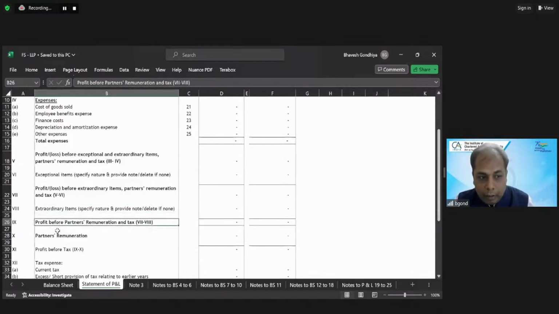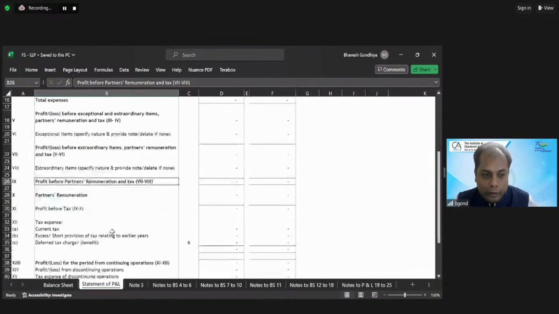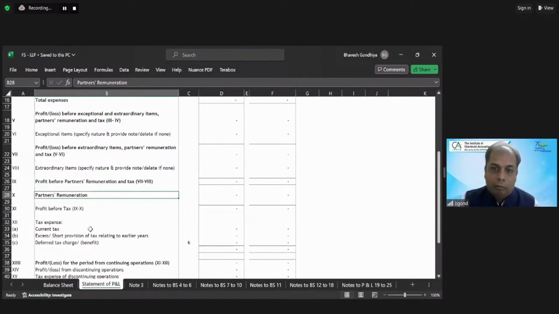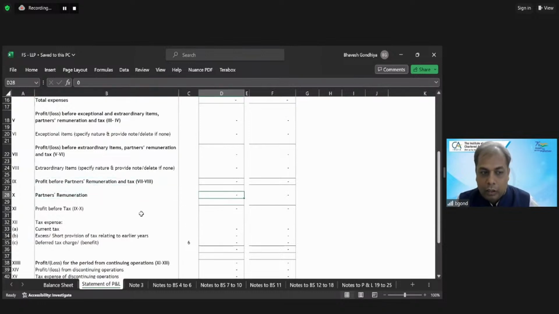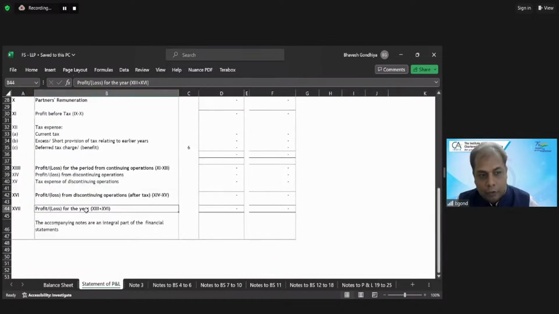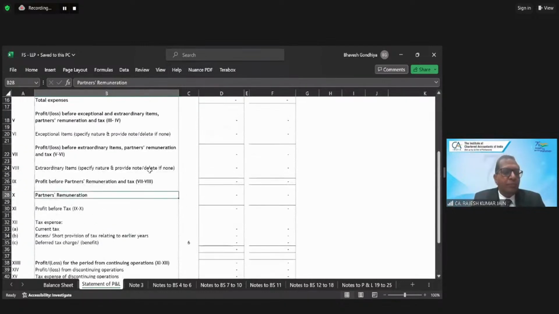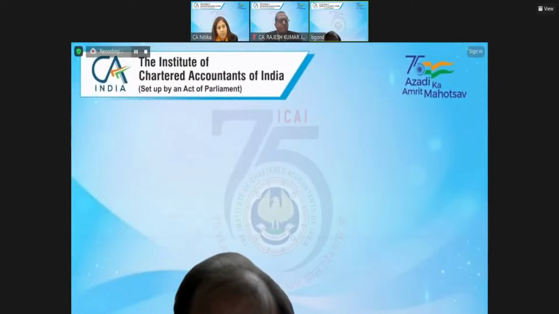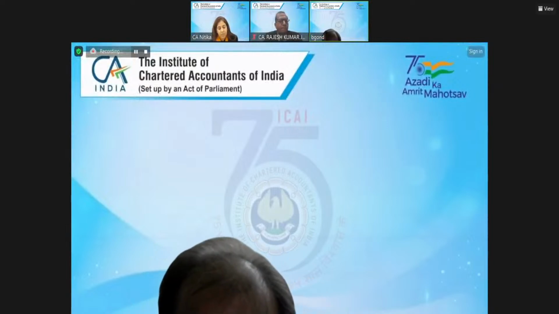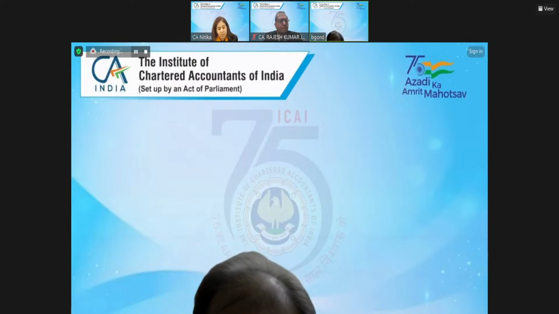But see, now the line is coming: profit before partners' remuneration and tax. That was not there in the non-corporate entity, because in an LLP you will have partners also. So one more addition of partners' remuneration would come in your format of the P&L, else the format would go in line with both being similar. So partners' remuneration would fall on the face of the P&L in the LLP case. Other than that, the similarity would be the same. That is the comparison of the format between non-corporate and LLP which you have asked. That is the main difference in connection with the format. Over to you, ma'am.